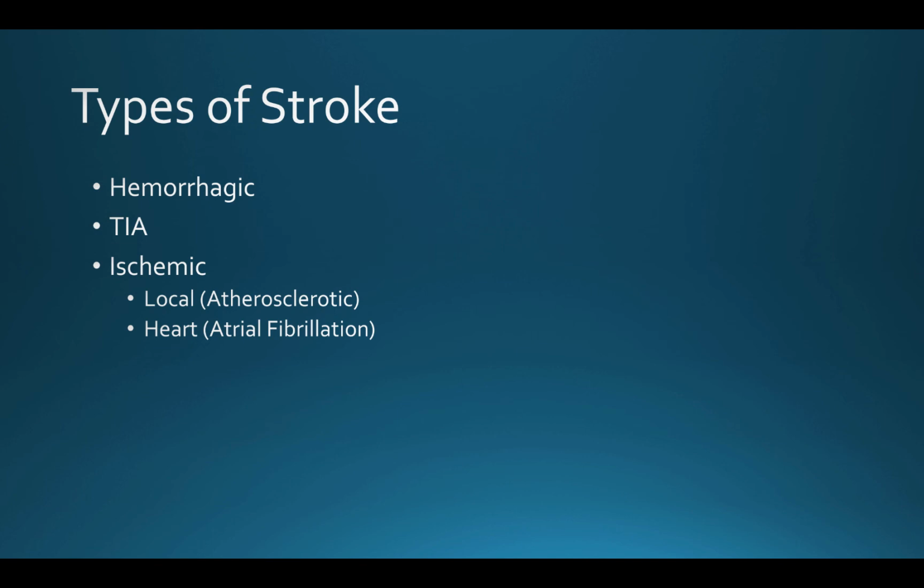And that ischemia can be caused by a couple of things. So we've got local, that's like an atherosclerotic event, where basically fatty deposits in the vessels, similar to the coronary arteries, get blocked off and cause ischemia that way. So that's actually up in the brain, those vessels having plaque and getting blocked off.